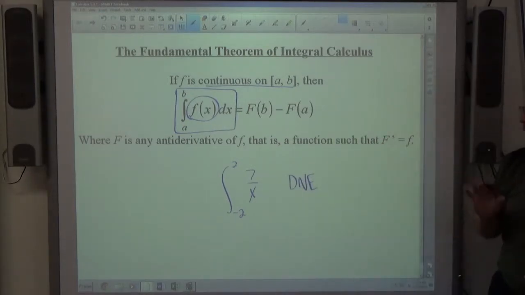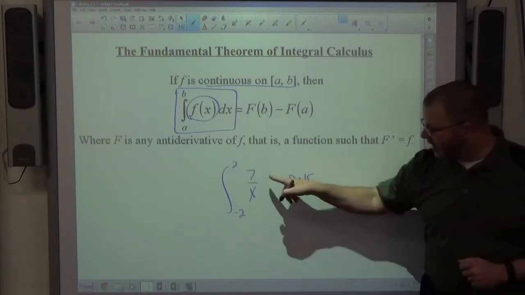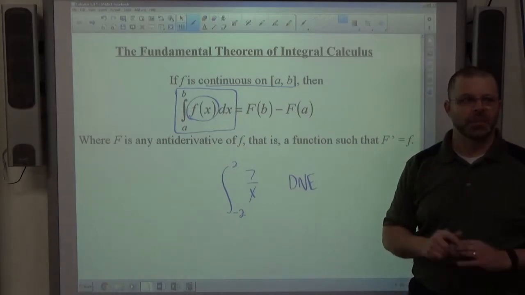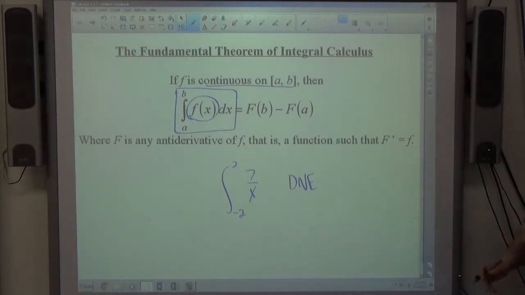We haven't seen one like that yet because we haven't dealt with this theorem yet, but just know that the first step of every one of these problems is: is this function undefined for any value on this interval? If it is, you're done. It does not exist because it's undefined. All right, and that will happen in at least one of the problems today.